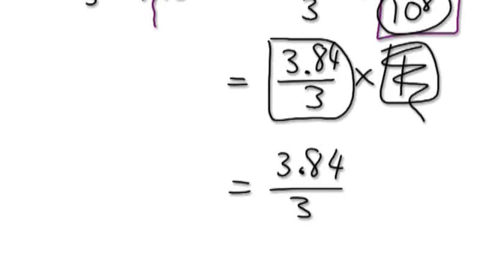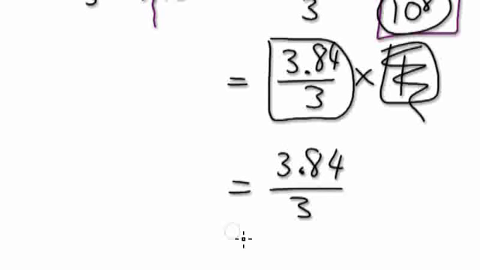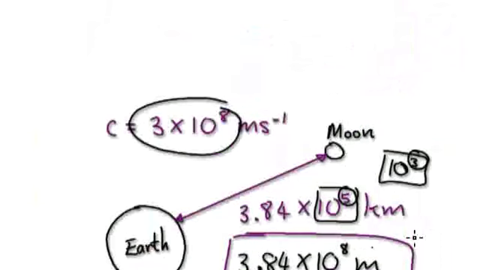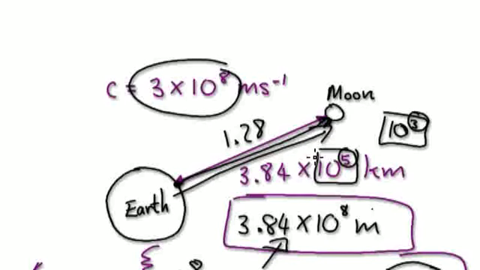So jump to a calculator and get 3.84 divided by 3, and that will give us the answer in seconds. So it will be 1.28 seconds. If you were to fire a laser from Earth to zap something on the Moon, it would take just 1.28 seconds to get there.